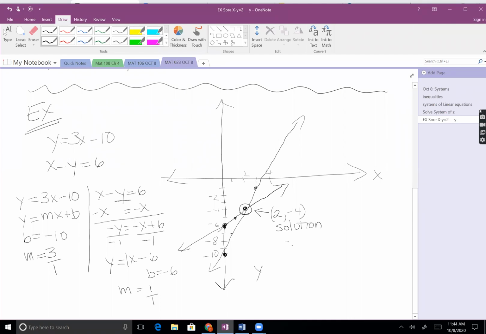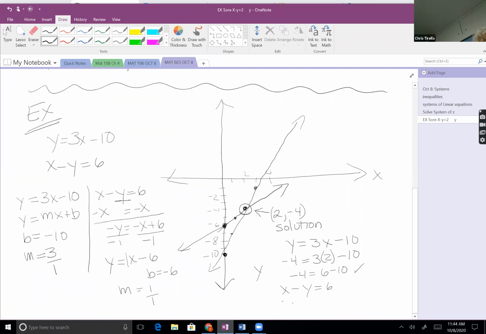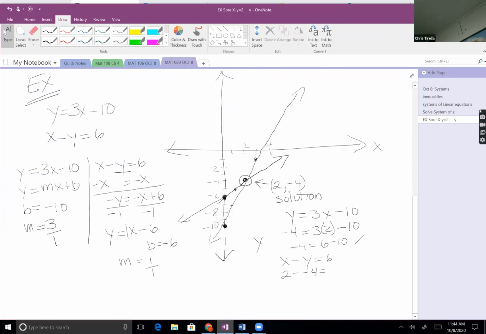If I check y equals 3x minus 10, the y value is negative 4. Does that equal 3 times 2 minus 10? Or does negative 4 equal 6 minus 10? Yep. The other equation is x minus y equals 6. When x is 2 and y is negative 4, that becomes 2 minus negative 4, which is the same as 2 plus 4, which does equal 6, so it checks.